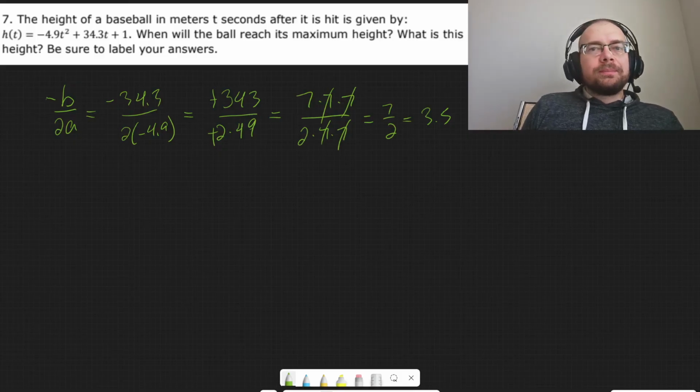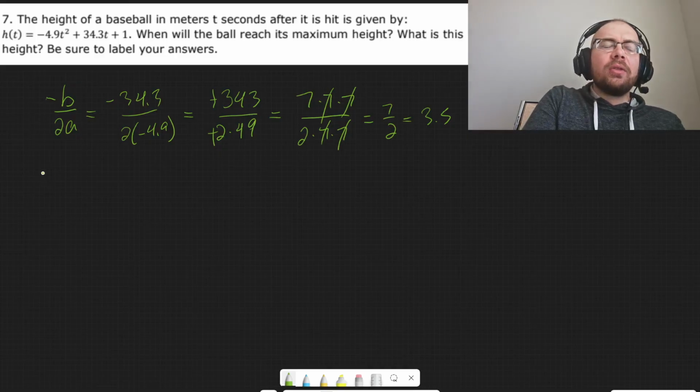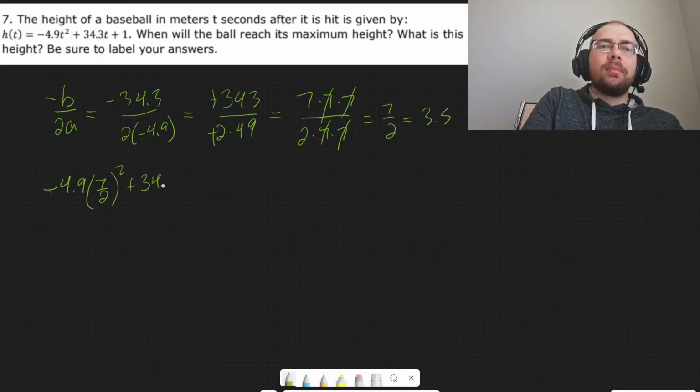Okie doke. It's probably going to be better to write it as a fraction if you have to do it by hand. So now we're going to go back in. We're going to go negative 4.9, and then I'm going to plug in 7 halves. 7 halves squared plus 34.3 7 halves plus 1. Right? I'm going to blow this up a little bit.